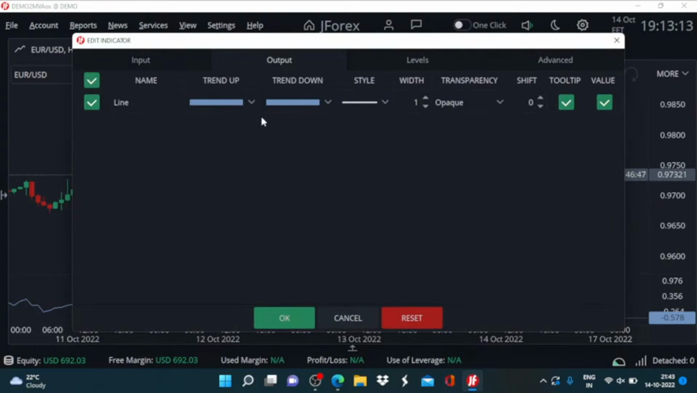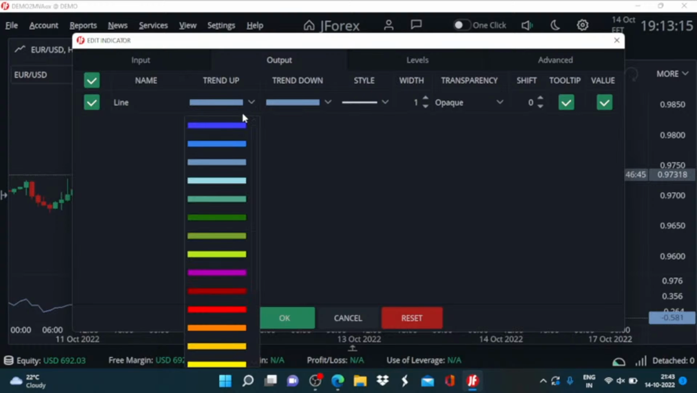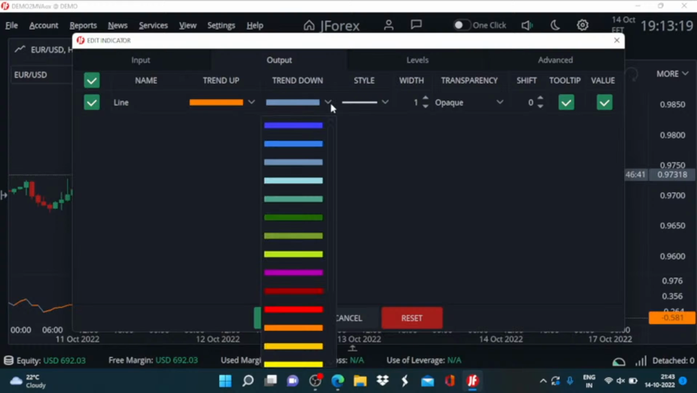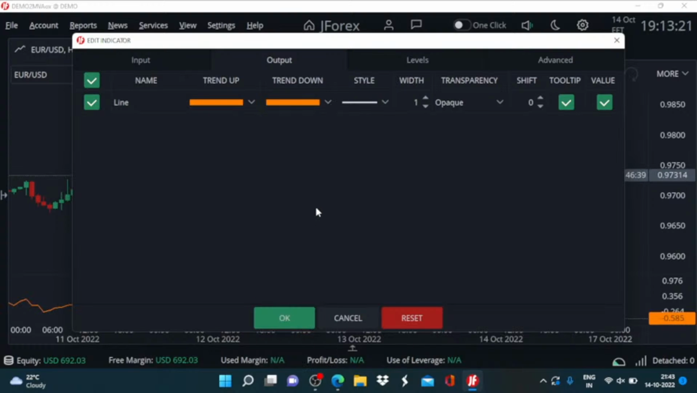Output: you can style up the indicator in any way you want. You can go for different color combinations, or you can go for the same color. Style also can be varied, and weight can be increased or decreased.